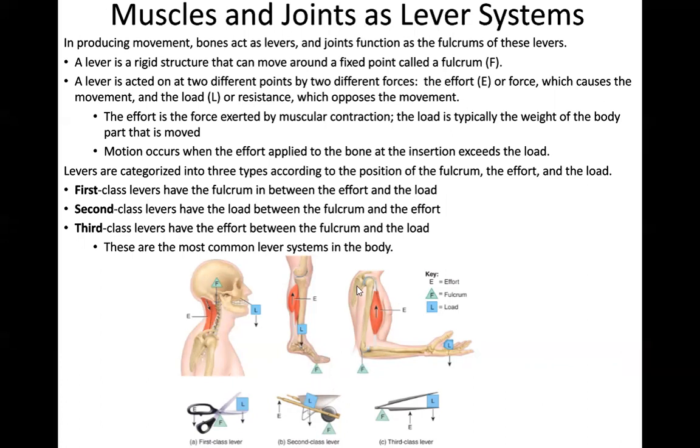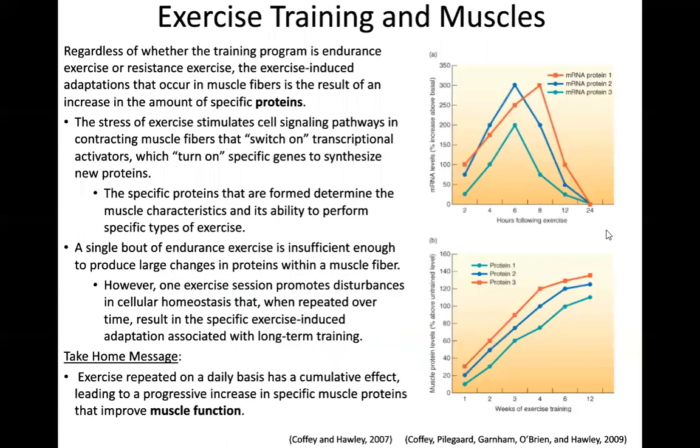And then the third class levers, which are the most common lever systems that our body uses, are where the effort is between the fulcrum and the load, like with the bicep being contracted, motion occurring at the elbow with the fulcrum, and the load being out there in the hand where you're picking something up. Depending on how heavy it is determines how much effort it requires.